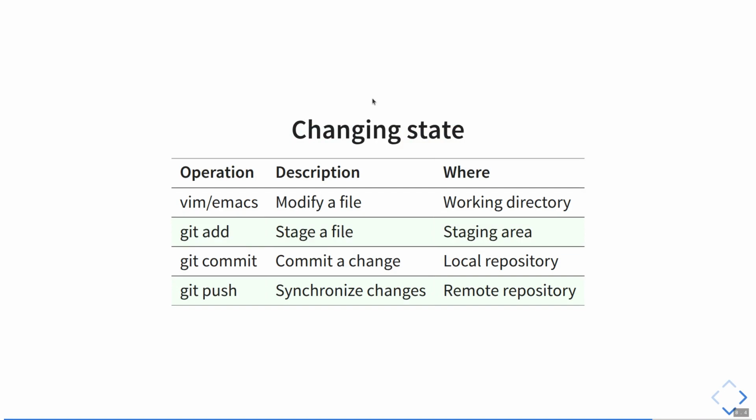Okay, so to give you some concrete commands on what you do to actually interact with these different parts of a Git project, if you wanted to change a file in the working directory, you would do that with your editor of choice, Vim, Emacs, VS Code, CLion, IntelliJ, whatever. Git add to stage a file, git commit to commit it to the local repository, and then git push to synchronize the changes. There are some more commands we'll see, but these are the 4 key commands that you'll need for this semester.